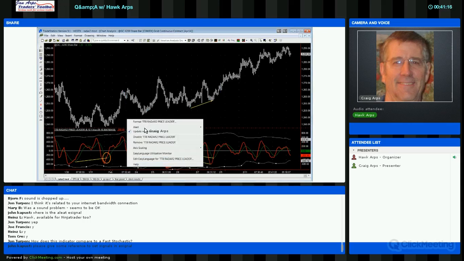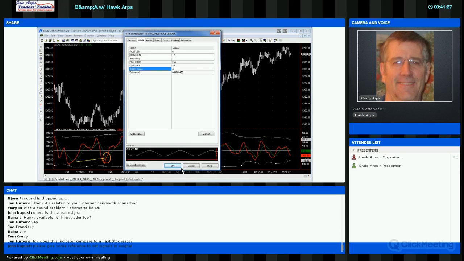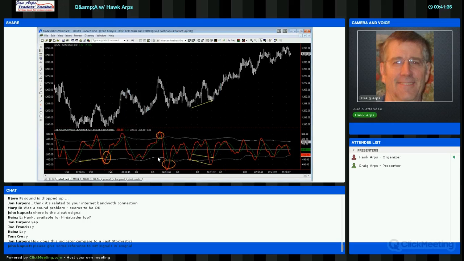On the other hand, if I set it closer, you can see that we'll get a lot more signals because it's closer to the oscillator. Let's go even lower. So a general setting is 9 and 5.